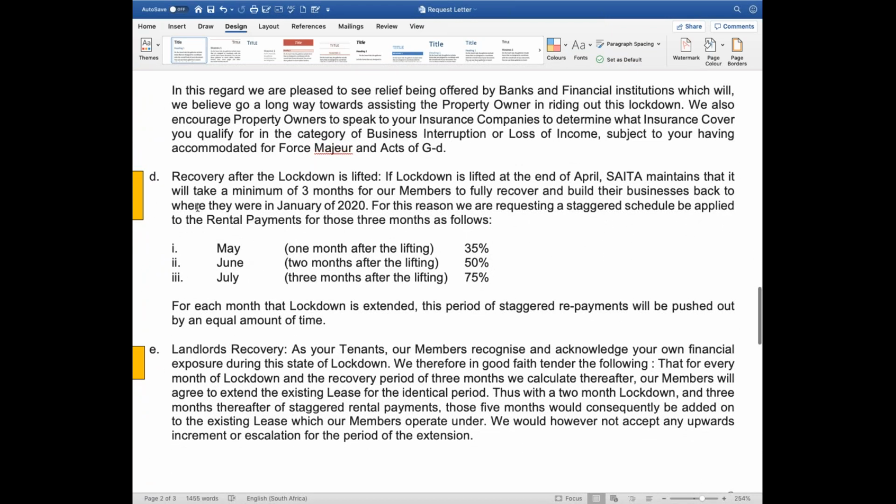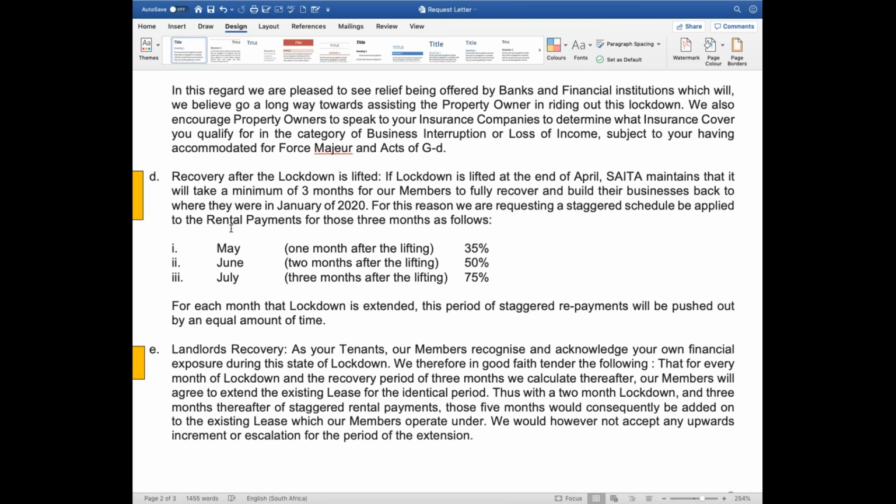Yeah. Okay, so D. Now, recovery after the lockdown is lifted. If lockdown is lifted at the end of April, CITA maintains that it'll take a minimum of 3 months for our members to fully recover and build their businesses back to where they were in January. For this reason, we're requesting a staggered schedule to be applied.